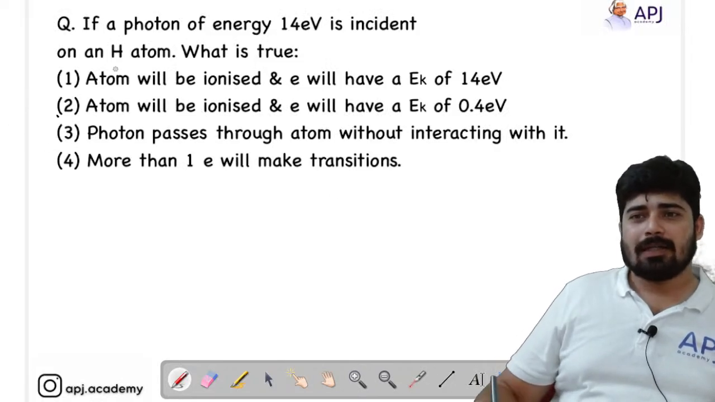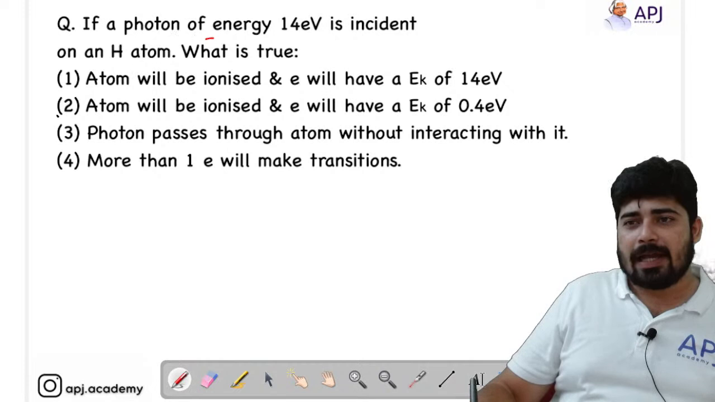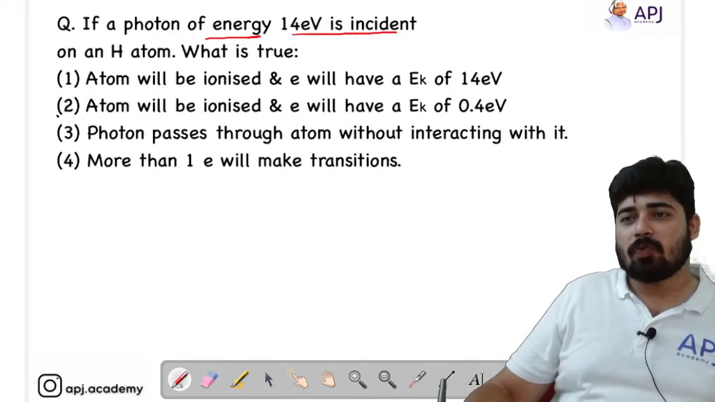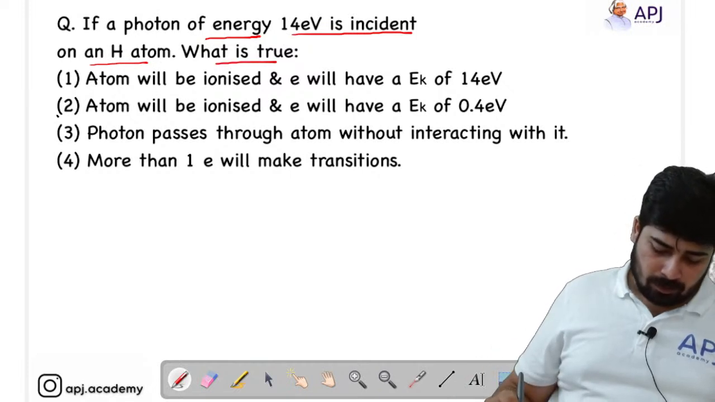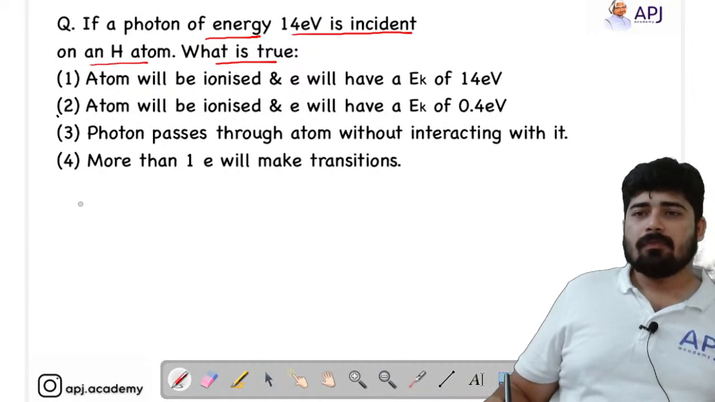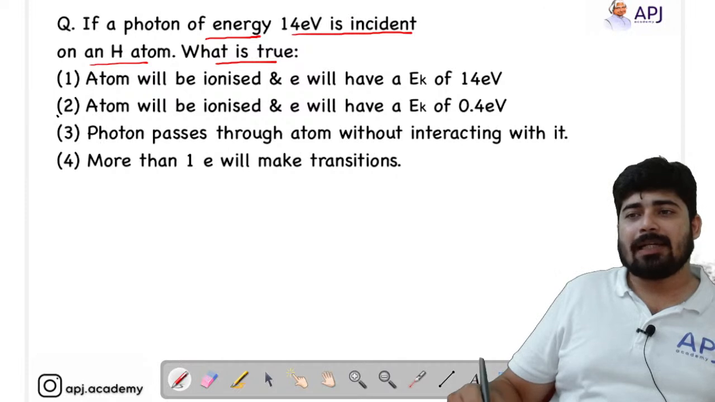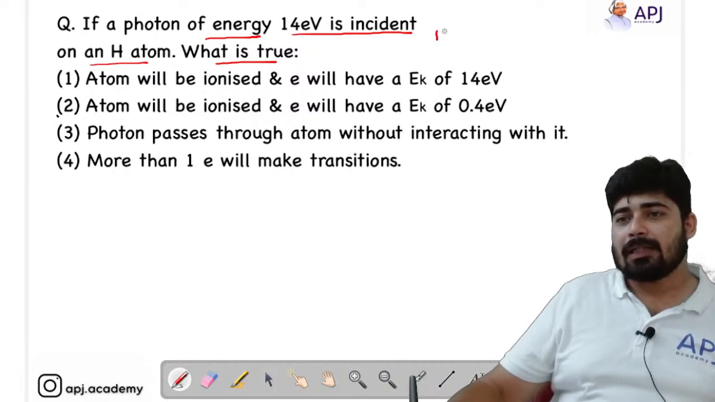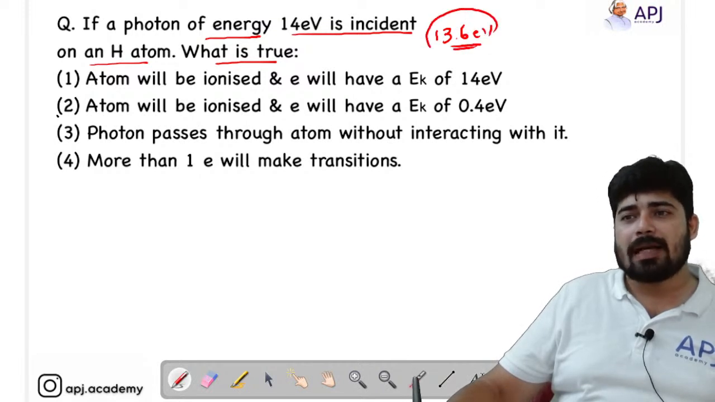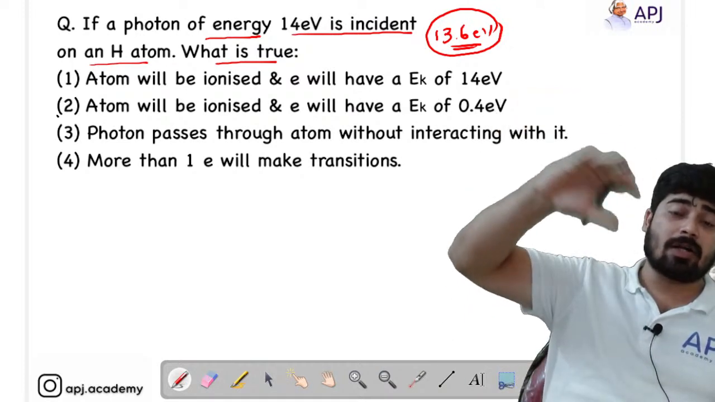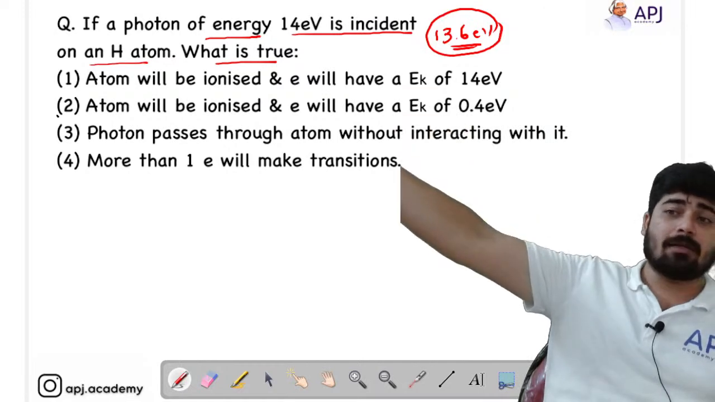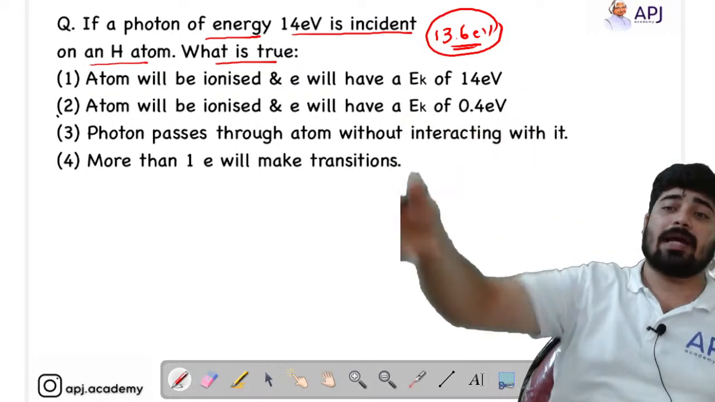Now let's do this problem. If a photon of energy 14 electron volt is incident on an atom, what is true? Yes, at least 10.2. Very good. What is true? We know that the maximum amount of energy is 13.6. If you are providing more energy than 13.6, that means the electron will move out of the atom. That means the atom will get ionized.